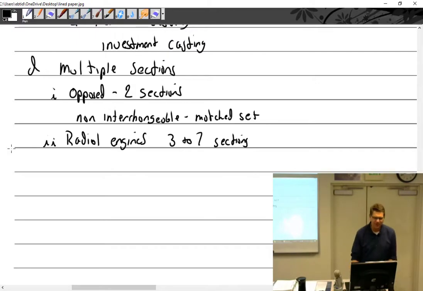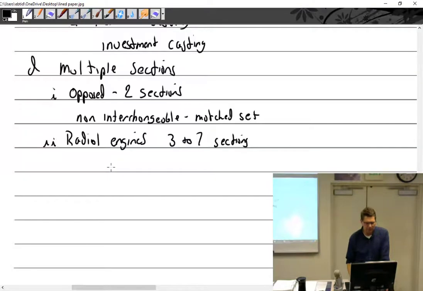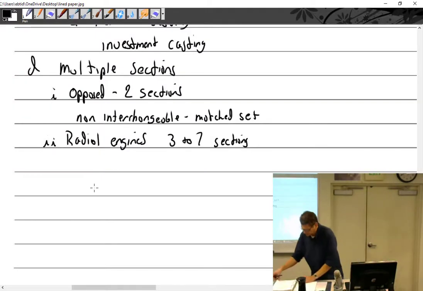Too soon. All right, so we said it comes in multiple sections. Well, the opposed has two sections, the right and left, for the most part. Non-interchangeable match set. The radial engines have 3 to 7 sections. Some of them are match sets, but I don't think the whole thing is a match set. And I'm saying I think. I'll always tell you when I don't know. I believe these two are definitely a match set because it's the power section, but I believe you can change out the nose and the back sections. They're not necessarily matched. No. Maybe I'm wrong on that. But anyway, 3 to 7 sections.